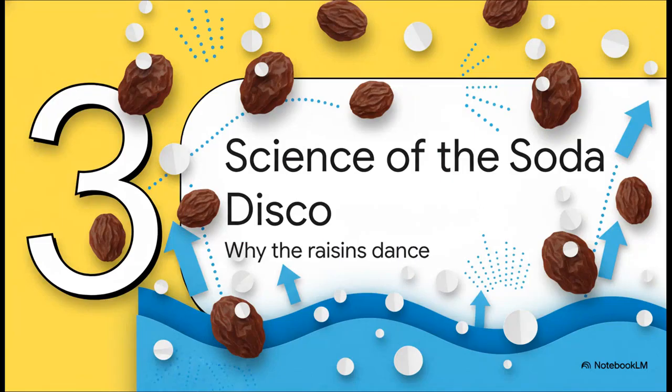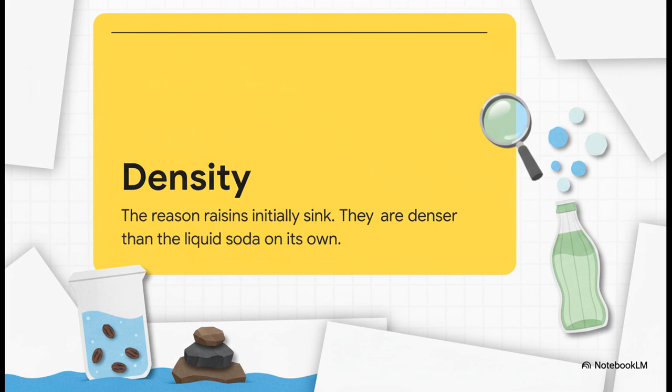Okay, so we know how to make the raisins dance, but why are they dancing? Now let's get into the science of this soda disco. This is where this simple little trick starts to reveal some pretty fundamental principles of physics. So the first concept we have to talk about is density. It's actually pretty straightforward. The raisins are denser, or heavier for their size, than the soda is. And just like a rock in a pond, they sink right to the bottom. That's part one of the puzzle.